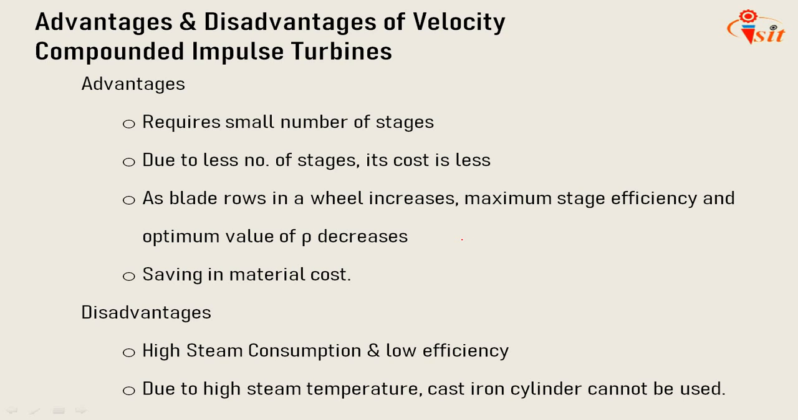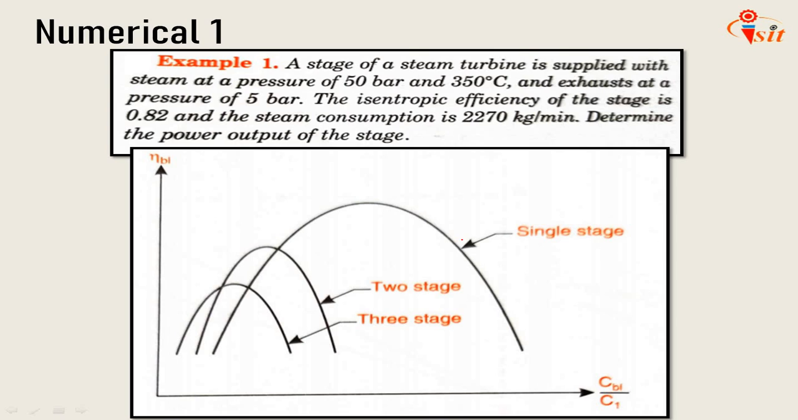Now the advantages and disadvantages of the velocity compounded impulse turbine. What are the advantages of velocity compounded impulse turbines? It requires a small number of stages. I think this slide we already discussed in the previous lecture. It came here by mistake. Okay, so we'll go for the numerical.